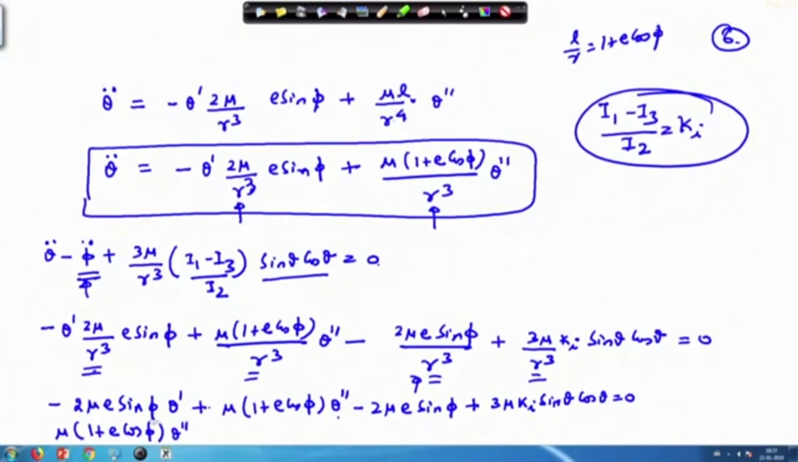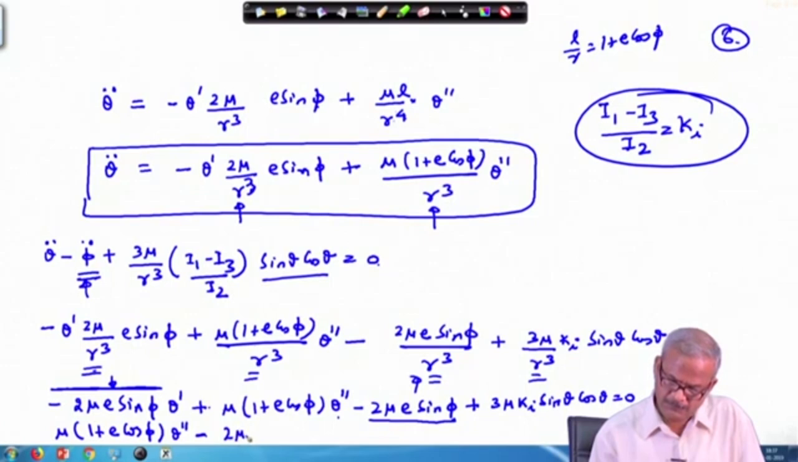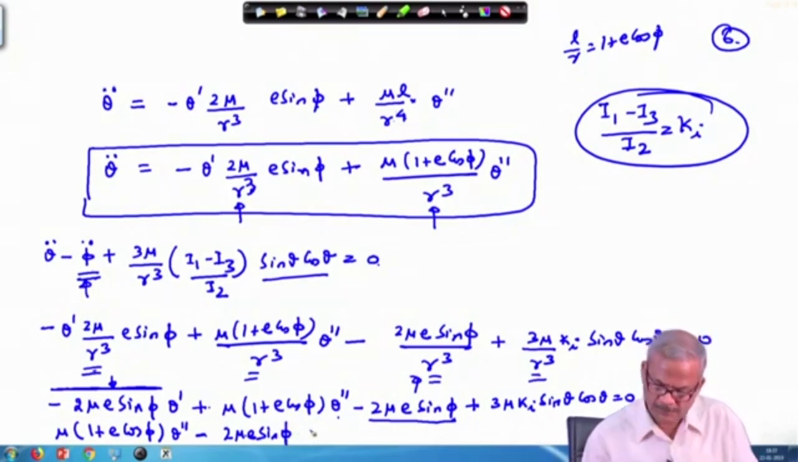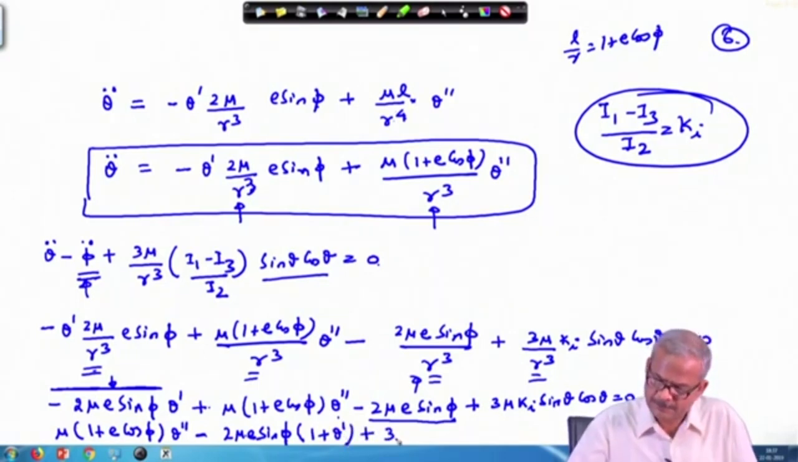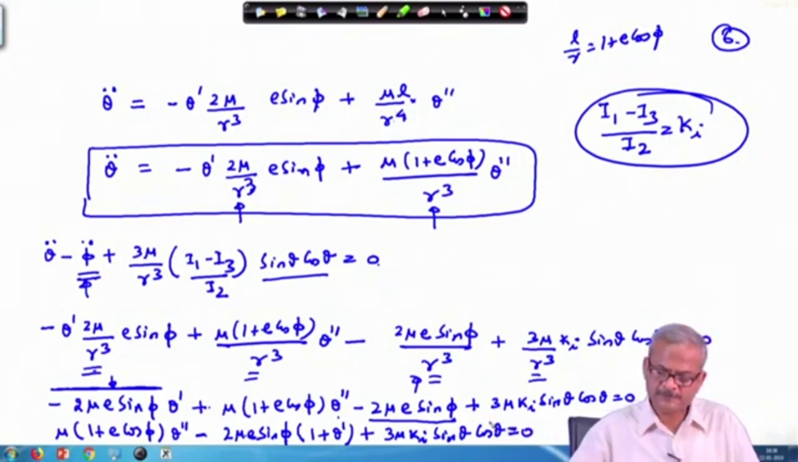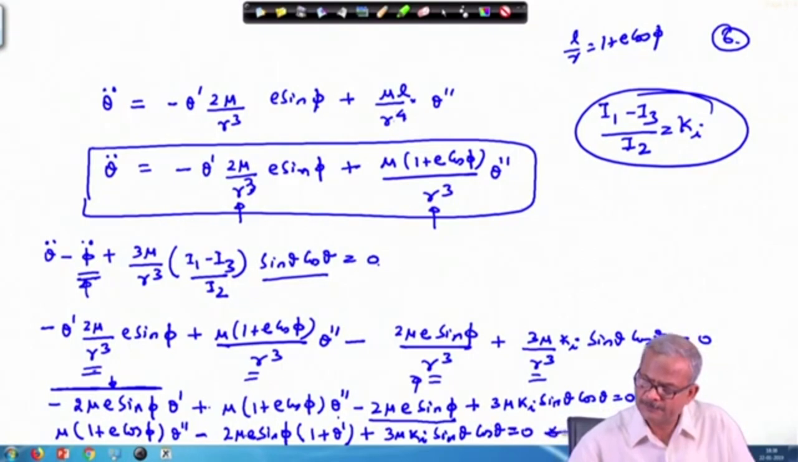Okay. So, this is your phi prime term, and the 2 mu e sin phi term. So, we utilize it here, and here you see the 2 mu e sin phi term is appearing. So, we can write this as this minus 2 mu e sin phi times 1 plus theta prime, okay, and the rest of the terms, 3 mu k I sin theta times cos theta, equal to 0.